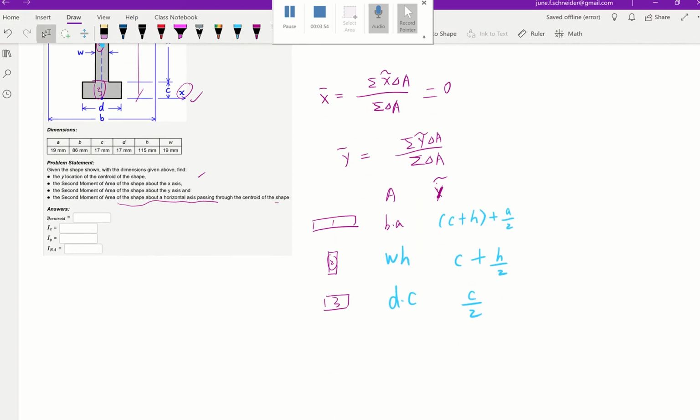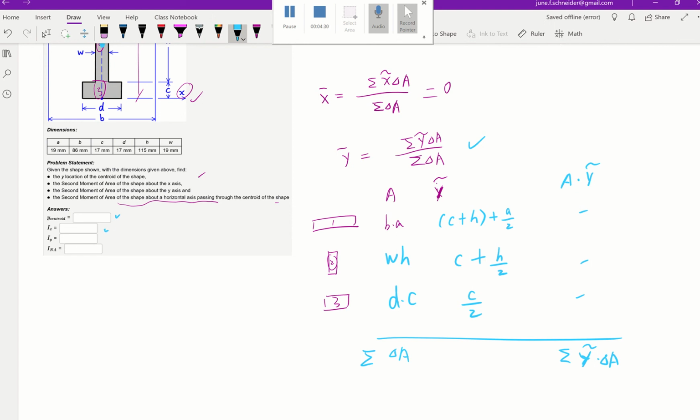What I could do is put all those in Excel, and then create another column that will be A times y tilde. You get all those values and then find the summation. You get the summation of the area, and also the summation of y tilde times delta A. Then we can go ahead and solve for y bar. That's taking care of the first step. Again, I encourage you to use Excel to help you troubleshoot.